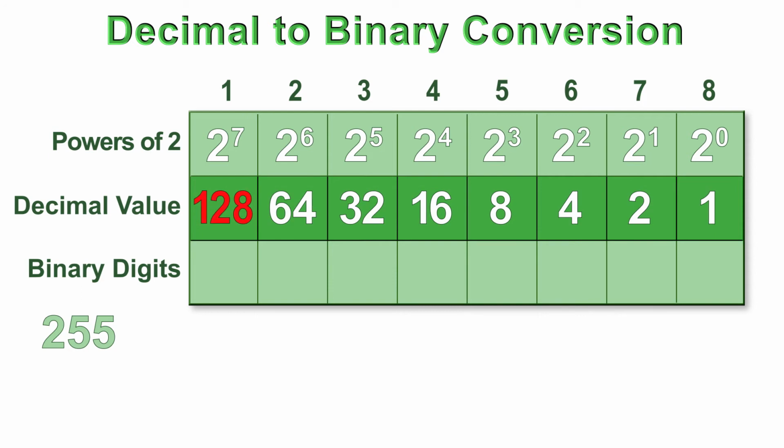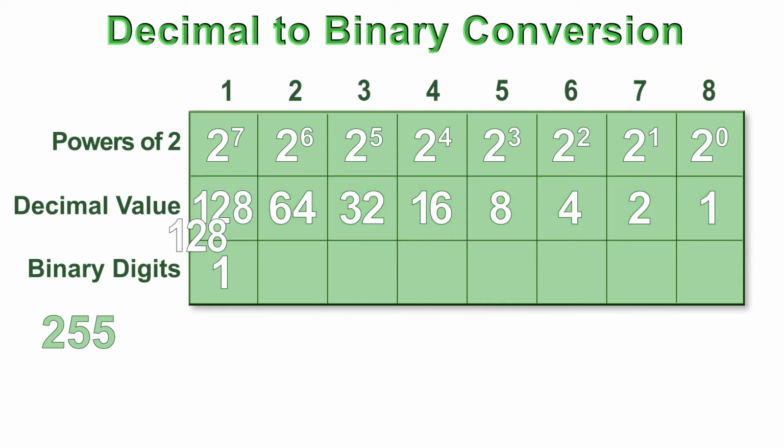So when we look at 128, that is less than 255, so obviously we can subtract that from 255. Now, to indicate that I can subtract 128 from 255, I put a digit, a value of 1, into the column underneath of 128. So that's the binary representation that says that I am able to subtract 128 from 255. Then I do the math. I subtract that 128 from 255, and come up with the remainder of 127.